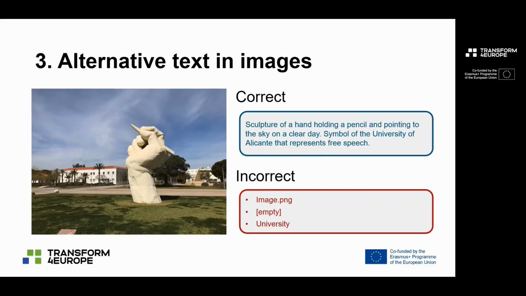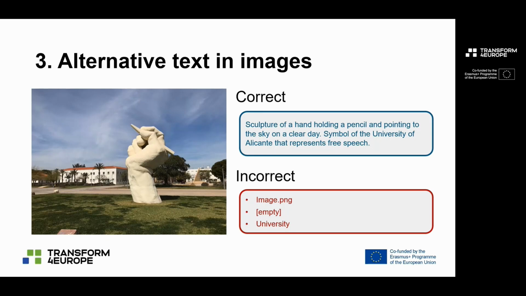The third point is the alternative text. All the non-textual elements, such as images, charts, graphics, text boxes, etc., must have an alternative text that describes the content. Here you can read an example of correct alternative text for this photograph, which is the same as the other example in Microsoft Word.